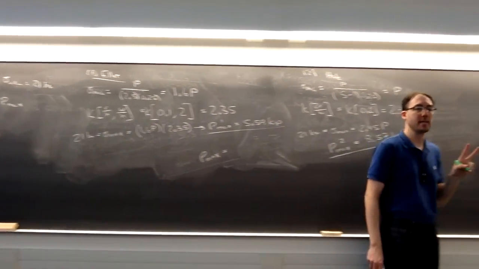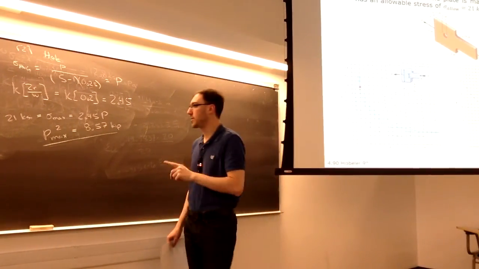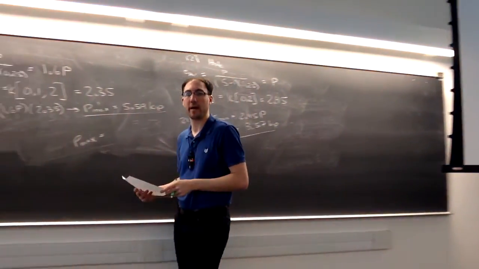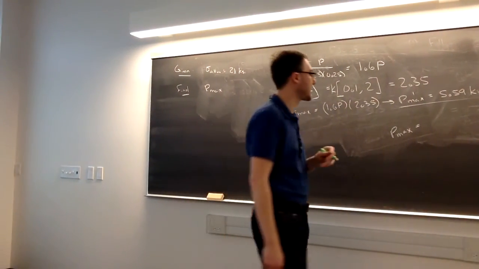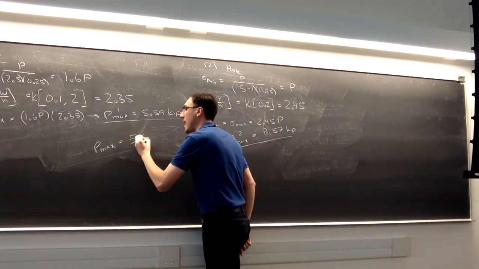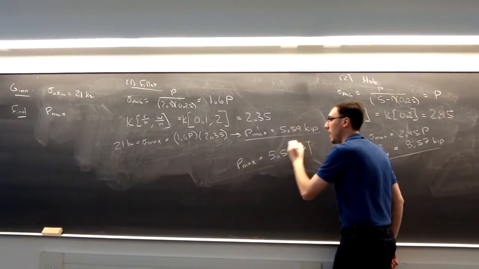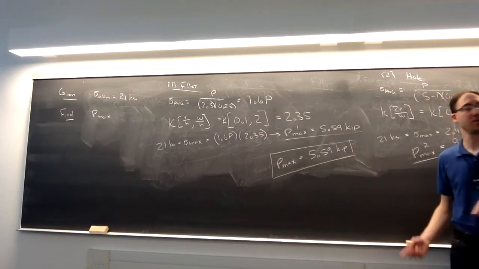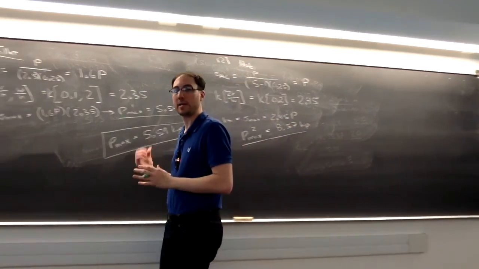So those are the two places it's likely to fail first, the hole or the fillet. I have to put them together. What is the most load I can apply to the plate before it's going to fail at 21 KSI? The most I can apply before anything fails is, in this case, the lower of the applied loads. In contrast to the previous example where I needed the higher stress, here it's the lower load.